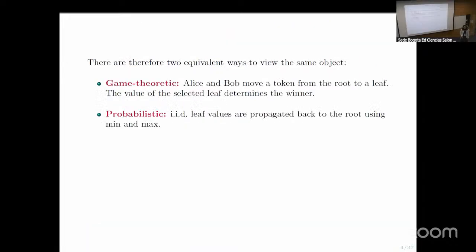Excuse me, I have a little question. Do the players know which leaves are winning? No, they don't know. But I assign these values here to the game, but they don't know.